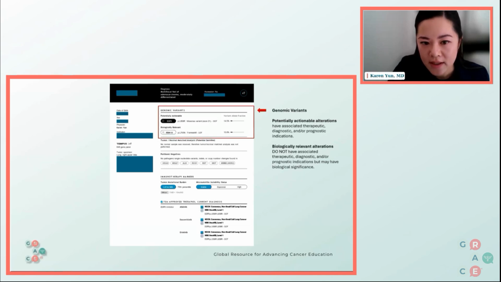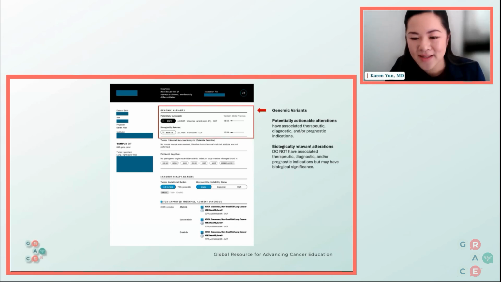Here in the Genomic Variants section, I would say this is probably the most important part because this is what's highlighting the genomic alterations that were found. So as far as the genomic variants go, you can see here that the potentially actionable section is listing the alterations that are found on this specific tissue biopsy that have any associated therapeutic, diagnostic, and/or prognostic indications. So here, this patient has an EGFR mutation.